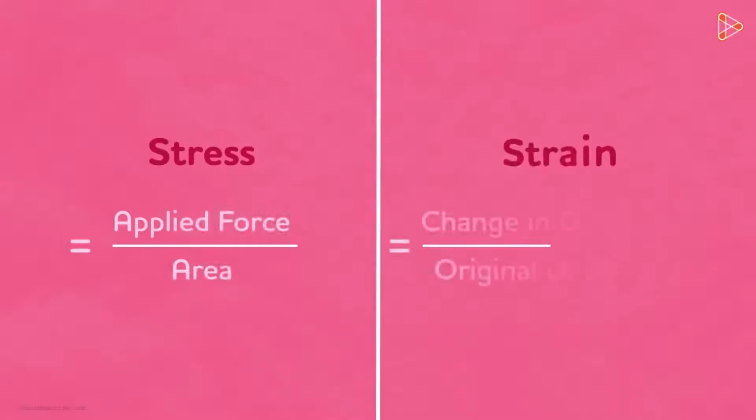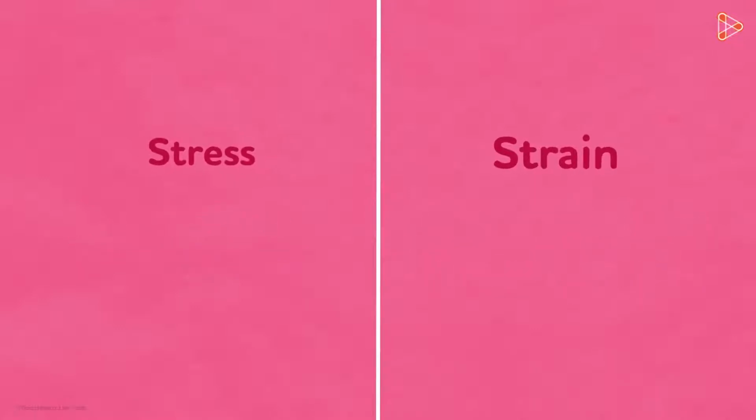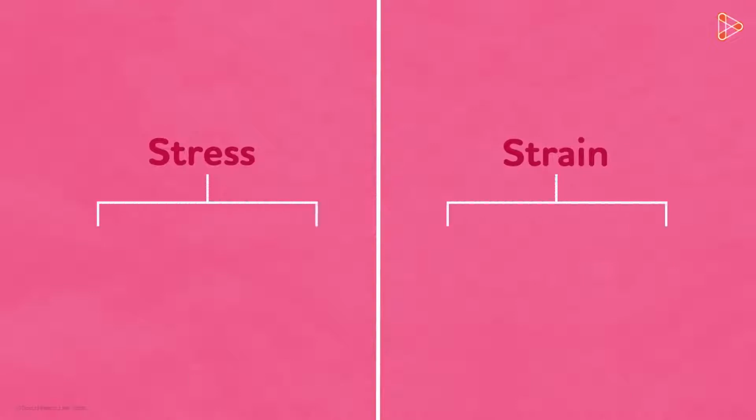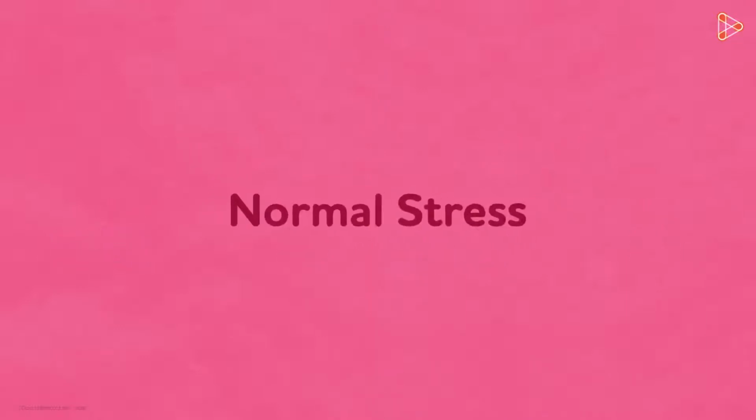In the last video, we saw what stress and strain meant. In this video, let's try understanding their types. Both stress and strain have two basic types, normal and shear. So there's normal stress and shear stress, and normal strain and shear strain. We'll be discussing the former type in this video. That's the normal type. Let's begin with normal stress.